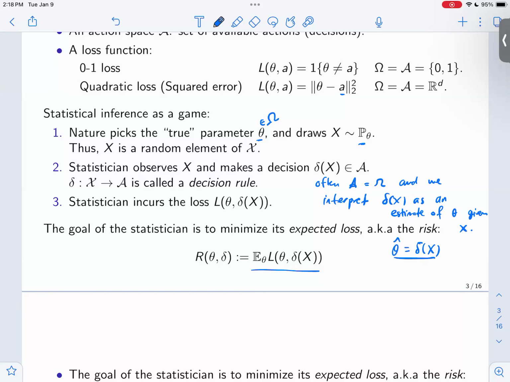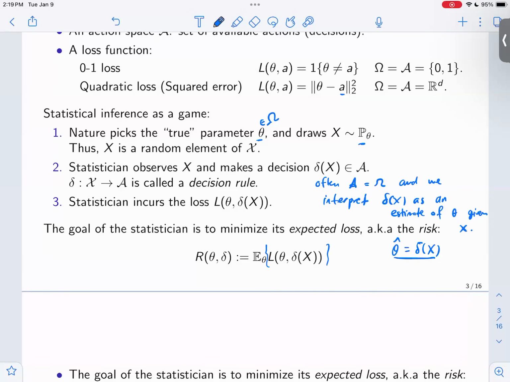Any strange notations here? There should be at least one strange notation. Everything sort of checks out. Yes. Could you explain the E with the subscript? Great. Yeah, that's the strange notation.